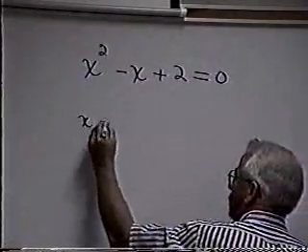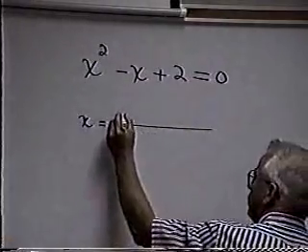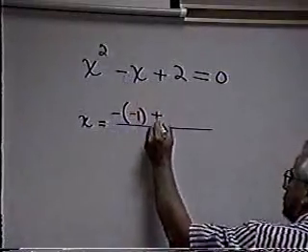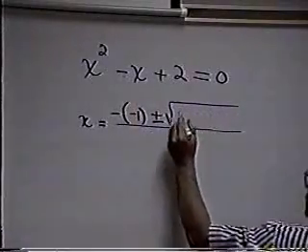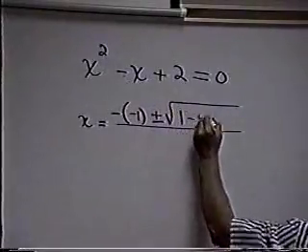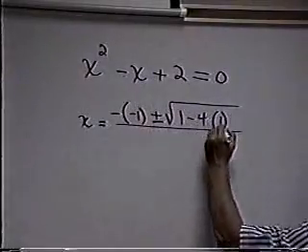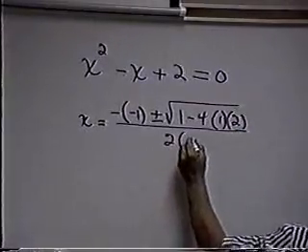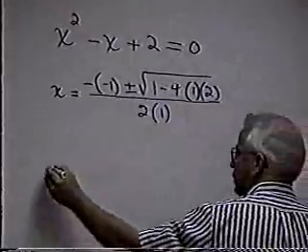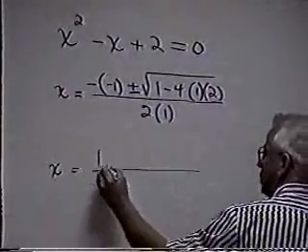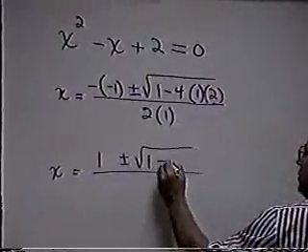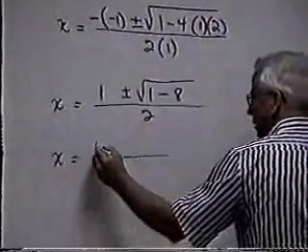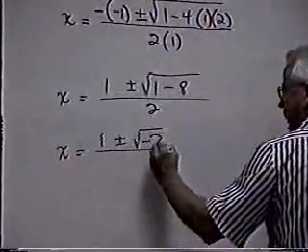So we come along and we write the quadratic formula. The quadratic formula would be minus b, which is minus minus 1, so minus this number, plus or minus the square root of b squared, which is 1, minus 4 times a, which is the x squared coefficient, times the c, which is the plus 2, all divided by 2 times a, which is 1. So we get x is equal to plus 1 plus or minus the square root of 1 minus 8, all over 2. So we get x is equal to 1 plus or minus the square root of minus 7, all over 2.